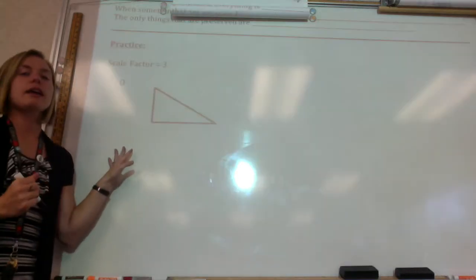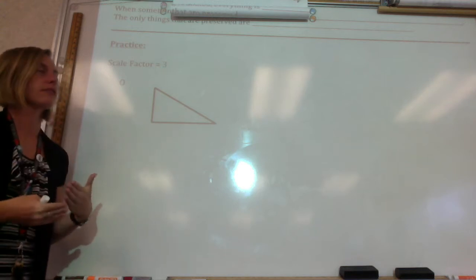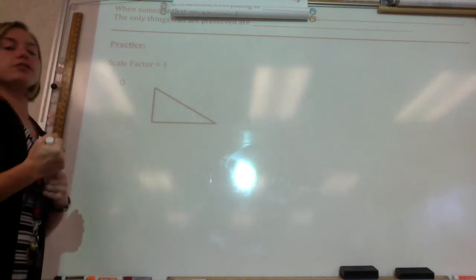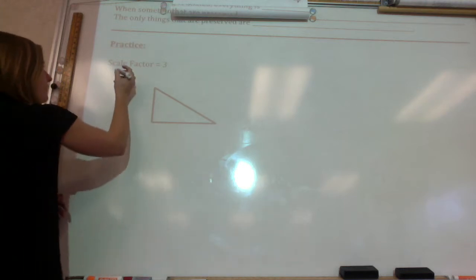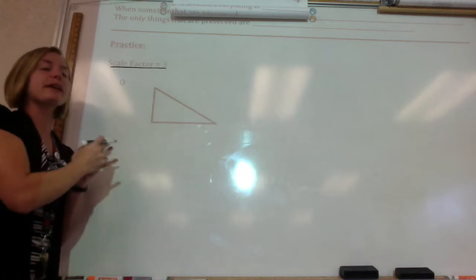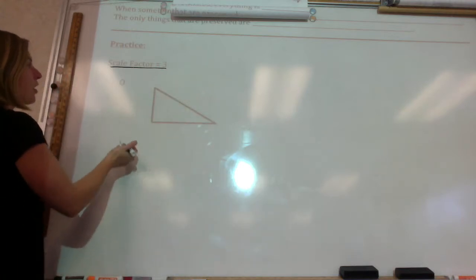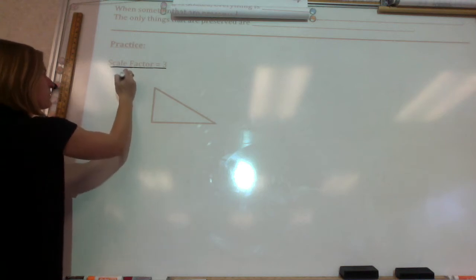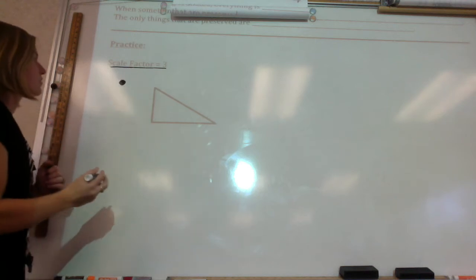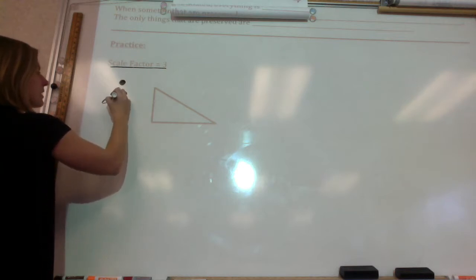So now let's take a look at how to actually do a dilation, how to actually scale something. We start with the 2 things that we always need. We have our scale factor, and our scale factor is 3. So we're going to take our pre-image and make it 3 times bigger. And then we need our center of dilation. This little O here was my best way of marking a center of dilation. So let's go ahead and color that in and say that that's our center.